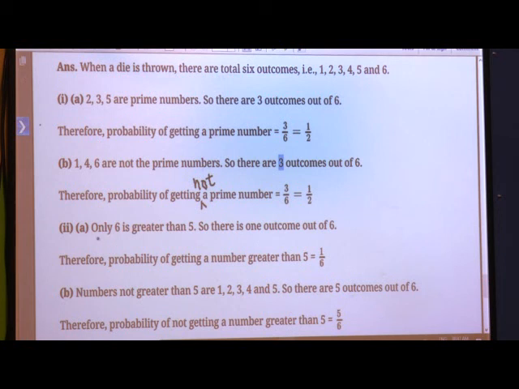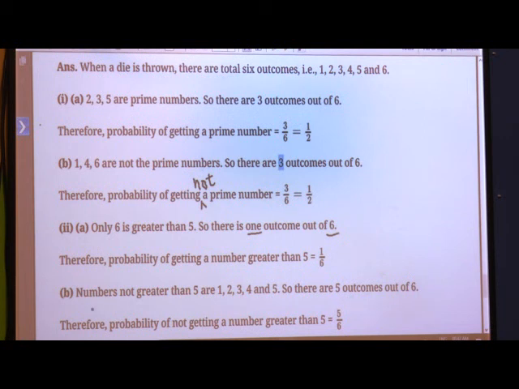Next event, what is the event? Number greater than 5. Only 6 is greater than 5. Therefore, there is one outcome out of 6, that is 6. I will repeat that 5 is not greater than 5, it is equal to 5. So, it will not come in this condition, only 6 will come. Therefore, the probability of getting a number greater than 5 is equal to 1 upon 6.